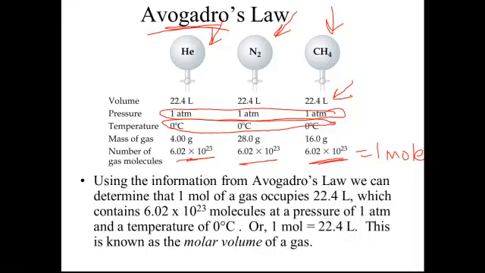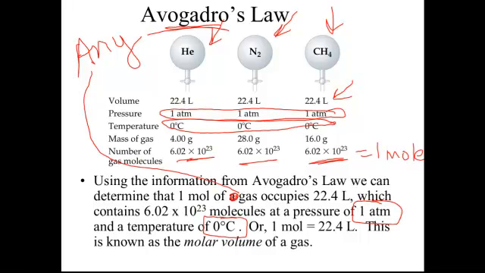But using this information from Avogadro's law, we can determine that 1 mole of any gas occupies 22.4 liters when the pressure is 1 atmosphere and when the temperature is 0 degrees Celsius. And 1 atmosphere of pressure and a temperature of 0, as we know, is called standard temperature and pressure, or what we call STP. You should be familiar with that term by now, but if not, that is what STP stands for.